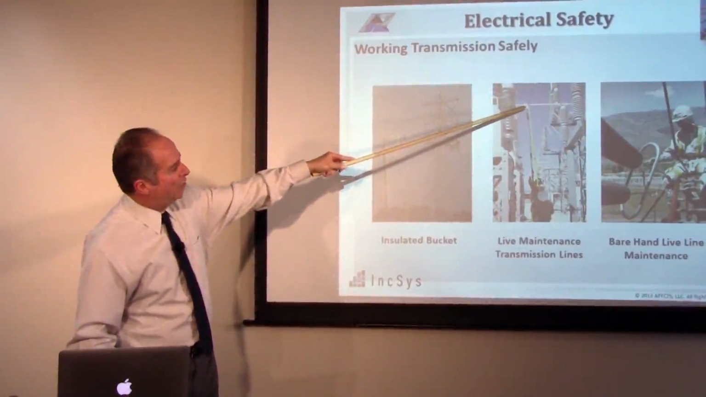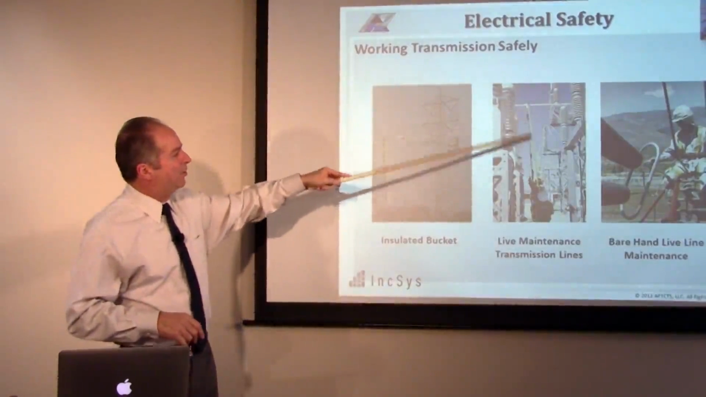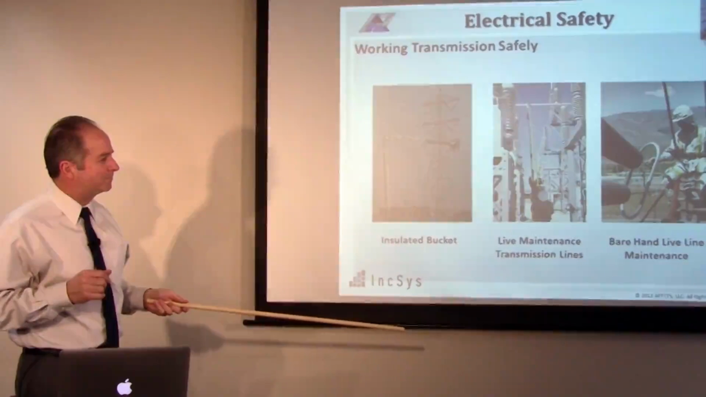The circuit breaker has been opened, the air disconnect switches were open to give a visual disconnect, and then they can put a jumper and actually ground out the bus work so they can do maintenance on it.